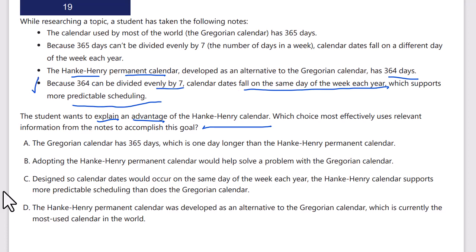That's the advantage. Let's see that. Has 364 days, is one of the days longer? No, that's just a difference. Adopting the Hanke-Henry permanent calendar would help. No, that's saying what could do, like the effects or consequences, not explaining an advantage. Dates of calendar dates would occur on the same day of the week each year. The Hanke-Henry calendar supports more predictable scheduling. That's it. Those are the advantages. So let's check D. The Hanke-Henry permanent calendar was developed as an alternative, which is currently, that doesn't talk about the advantages. C is the correct answer.